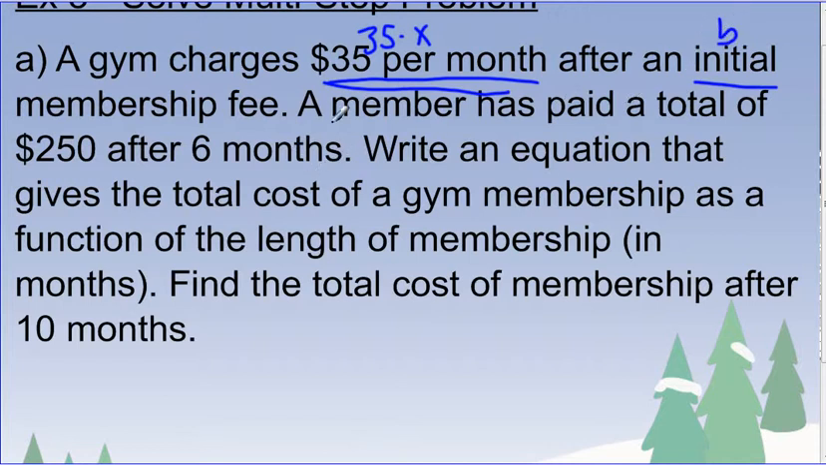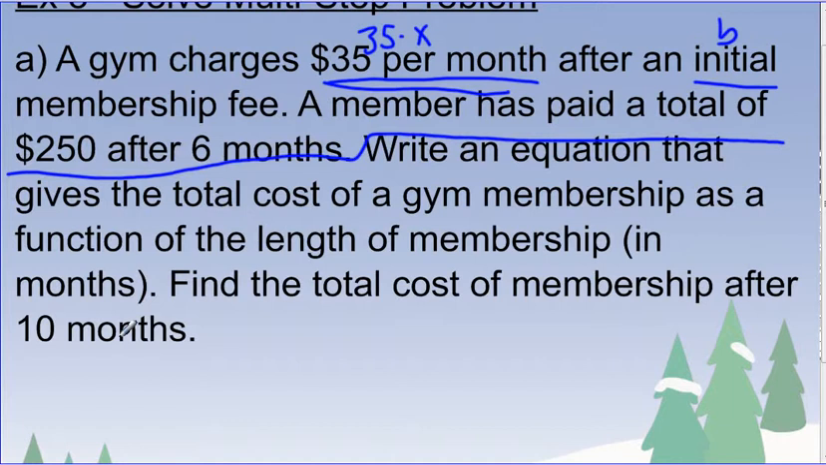A member has paid a total of $250 after 6 months. Write an equation that gives us the total cost of the gym membership as a function of the length of membership in months. So it tells us this information, and it wants us to write an equation that gives us the total cost. So from this information up here, we need to write the formula. Then, after we write the formula, find the total cost of 10 months.